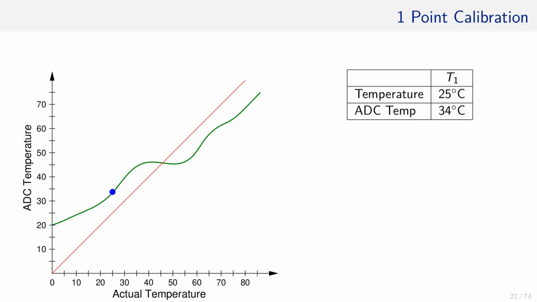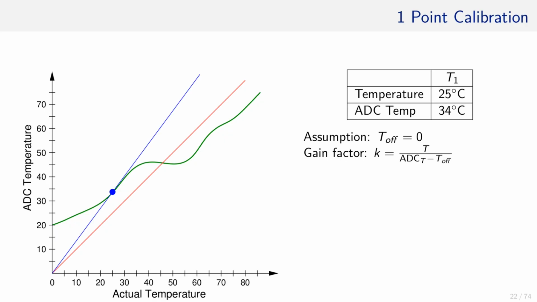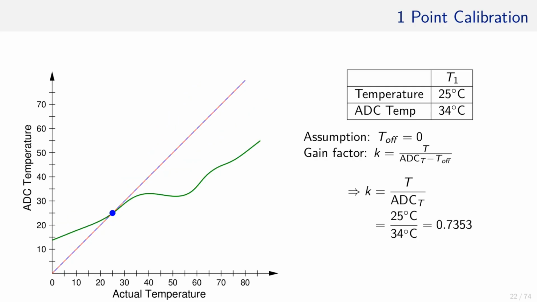Apart from shifting the graph, what else can we do? We could assume that the intersecting blue line originates at the 0 degrees Celsius point. That means that the offset T off is fixed to 0, while we can compute the gain factor K to rotate the blue line. Let's do that. K equals the actual temperature divided by the measured temperature. We have to reduce the steepness of the blue line to match it with the red line by 0.7353.